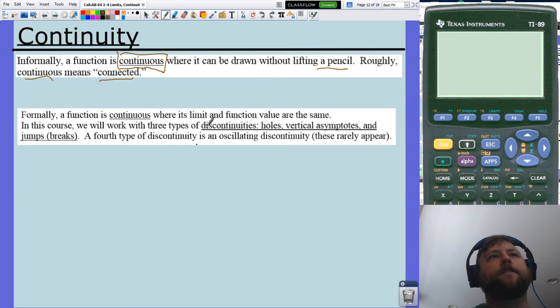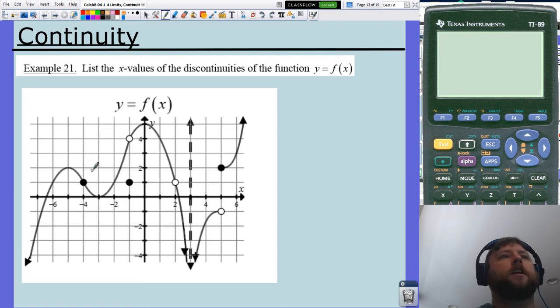And there's a formal definition. It can't have holes, vertical asymptotes, or jumps or breaks. Or we talk about this oscillating discontinuity. We'll get to that later in class. So look in this example.